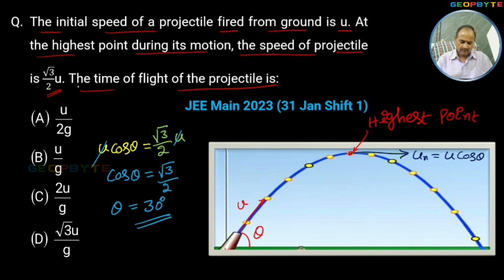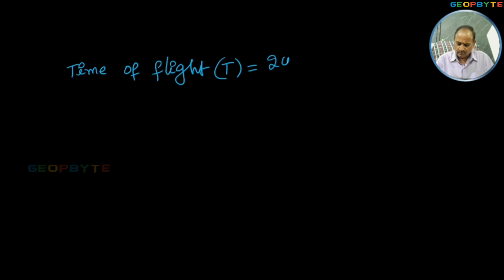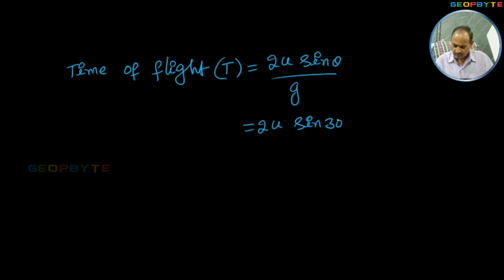That's the theta. You are asked to find the time of flight. As you know, time of flight, capital T equal to 2u sin theta by g. 2 into u into sin theta. Theta is decided, 30 degrees. Sin 30 degrees divided by g.